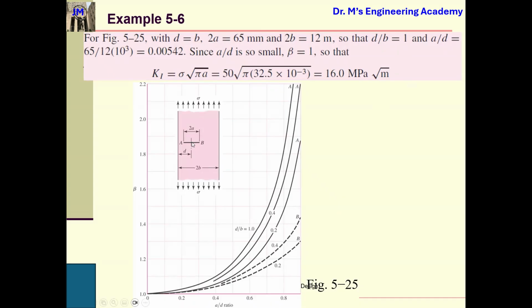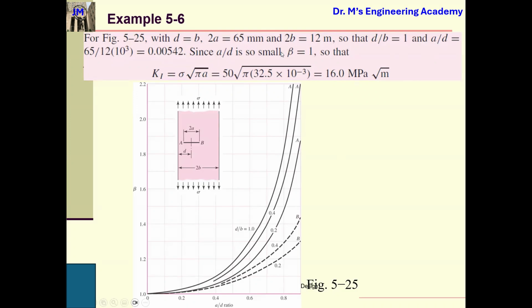Whenever you see this kind of crack, it means this is a central crack, but this crack is not in the middle of the specimen. So the D plays an important role also. Based on the values of the ratio D over B and the ratio of A over D, you can select a curve. For this one, D over B equals 1, and you just select this A over D.